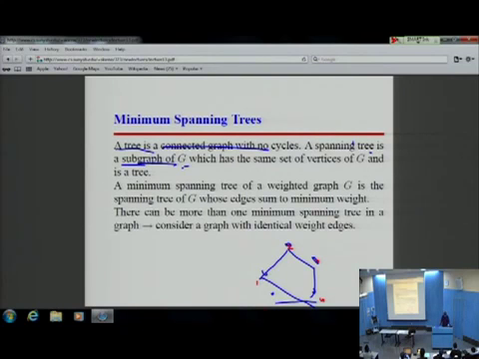So, for example, this would be a spanning tree on the graph. Why? Because the set of vertices are the same, and it's connected. Actually, let me just draw this again.